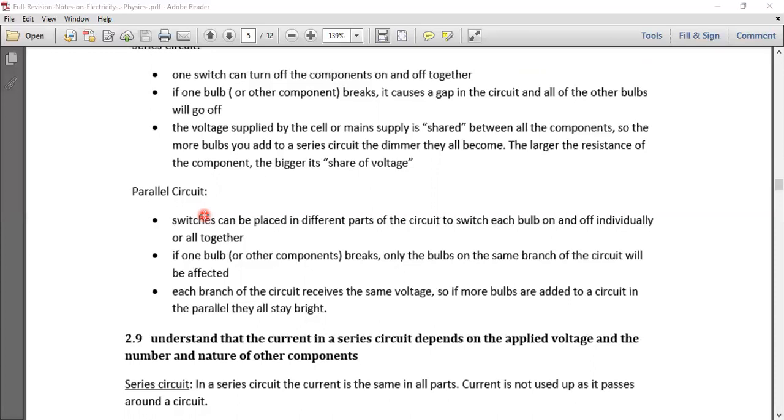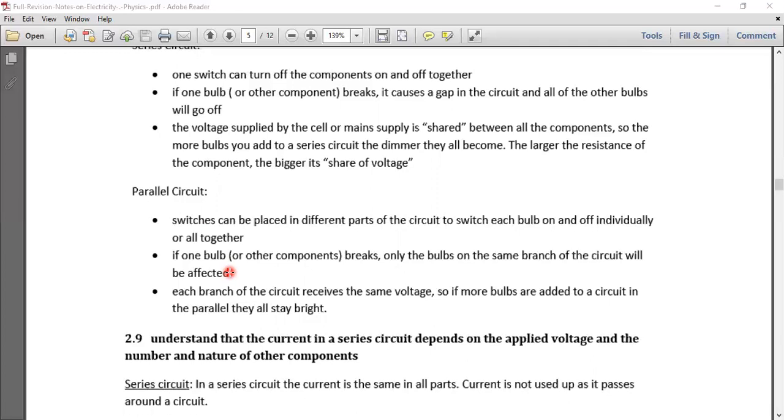If one bulb or other component breaks, only the bulb on that branch of the circuit will be affected. If one circuit is affected, the others still work. These are the advantages of a parallel circuit. If one branch gets damaged, the whole circuit keeps working. The whole circuit is not affected by that one loss. Each branch will have the same voltage. The voltage is not shared in a parallel circuit, but the current will be shared.